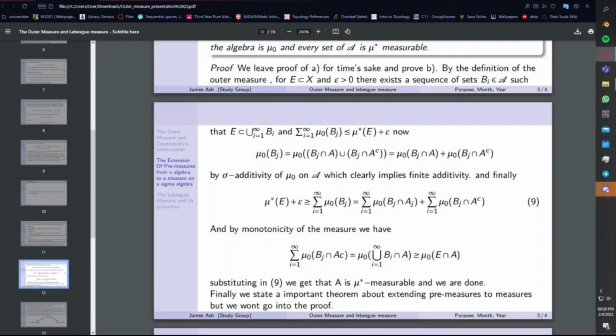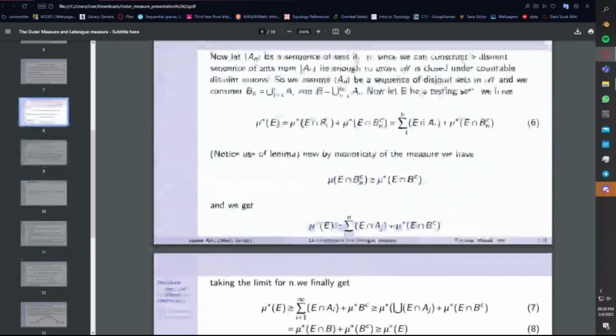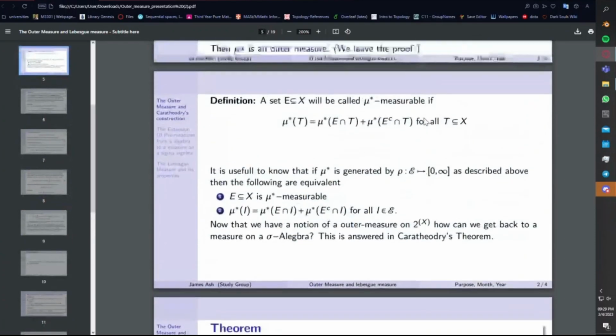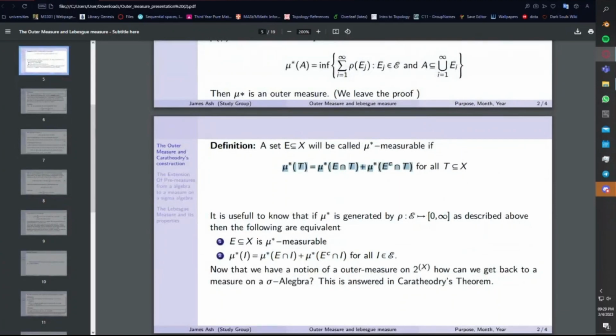Mu star of E intersection A plus mu star of E intersection A complement. And this is exactly what we need to prove. If you want to prove a set is measurable, you need to prove this. And that's exactly what we did.